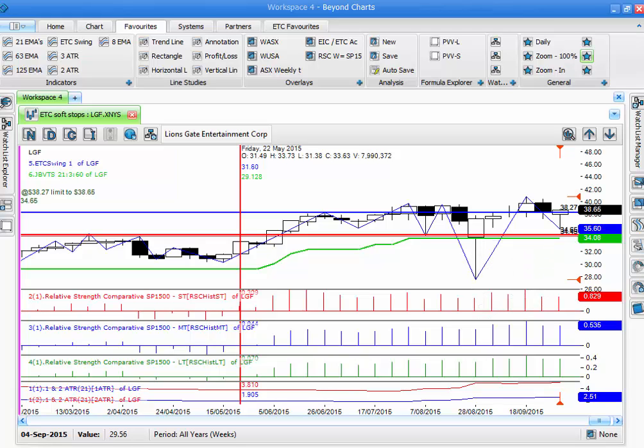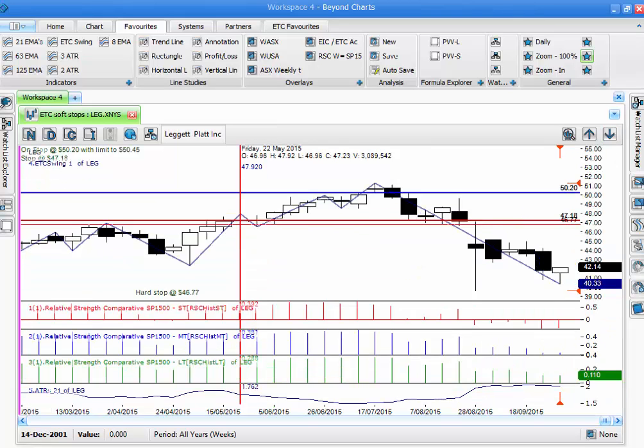And since then, the stock has again regained a fair degree of relative strength and has been moving up, doing a reasonable job given what the rest of the market has been doing. So in that example, converting a soft stop to a hard stop had us triggered out during that downward move. All right, so let's go and have a look at another stock.